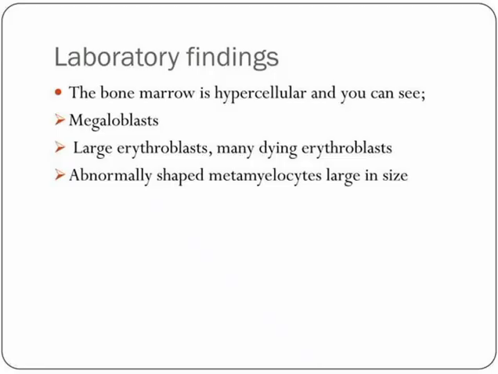Next will be the laboratory findings. We can see the bone marrow is hypercellular and we can see the megaloblasts, large erythroblasts, many dying erythroblasts, abnormally shaped metamyelocytes and large inclusions. So in laboratory findings we can see large erythroblasts, megaloblasts and abnormally shaped metamyelocytes, which will be extra large in size.